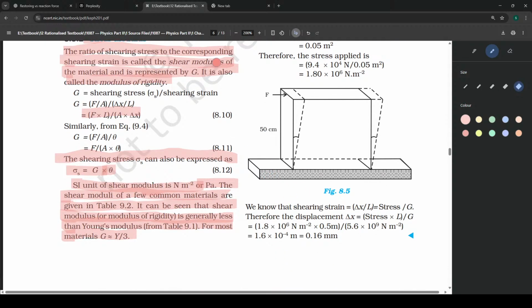That is the stress. We know that shearing strain, which is delta x by L, is equal to stress by G. We know the thickness is 10 centimeter, but wait, there's a narrow edge, so L will essentially be 50 centimeters itself. Therefore, the displacement delta x is equal to stress into length by G: 1.8 into 10 power 6 Newton per meter square into 0.5 meter, divided by 5.6 into 10 power 9 Newton per meter square. We will essentially get delta x equal to 0.16 mm.